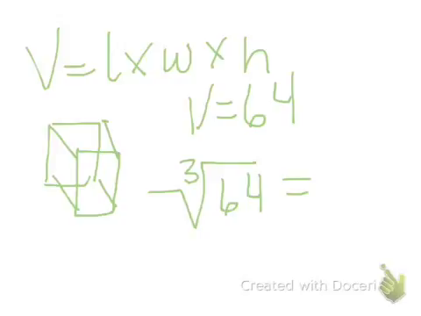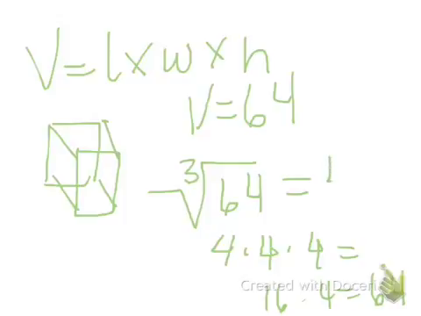When I think of that, I know that 4 times 4 times 4, again, that is not 12. I'm not adding. I'm multiplying 4 times 4, which is 16. Then I'm taking that and multiplying it by 4, and that gives me 64. So that lets me know that the cube root of 64 is 4. That means that the side length or the edge of that particular cube is 4.